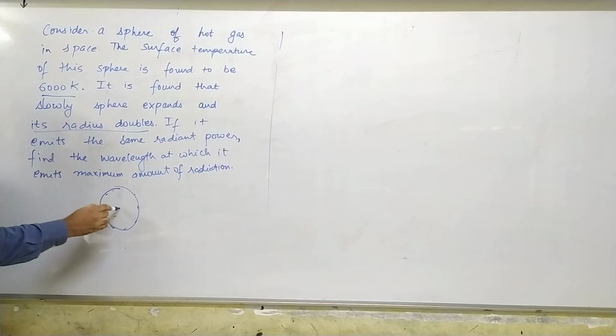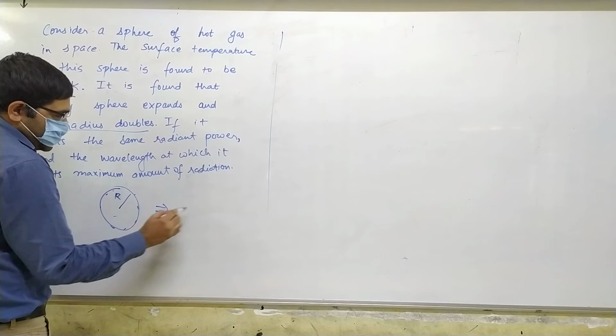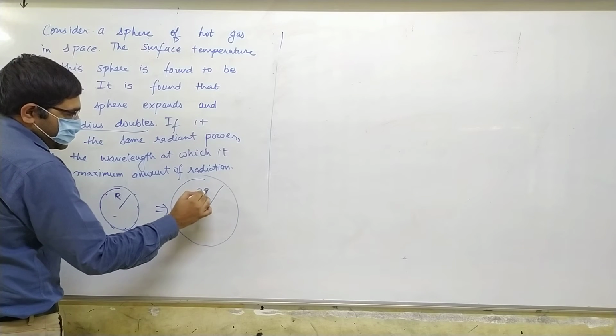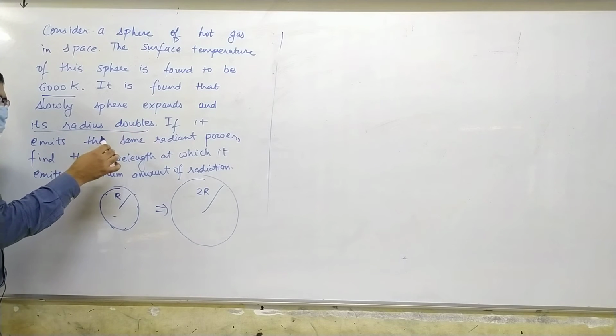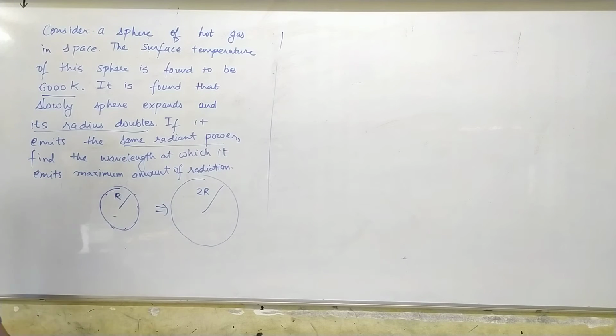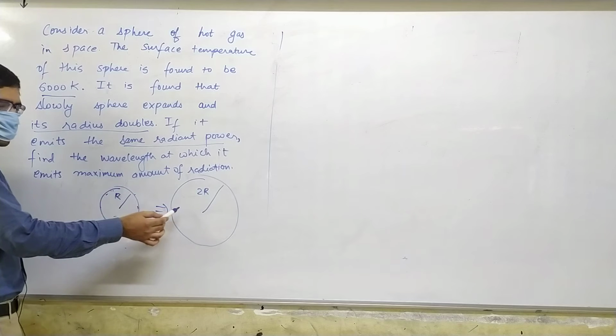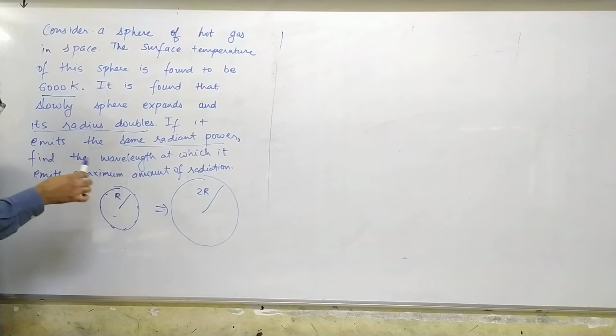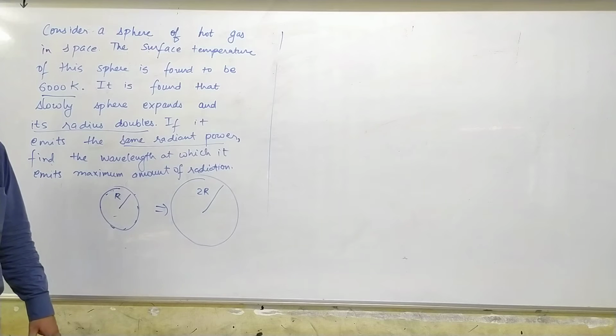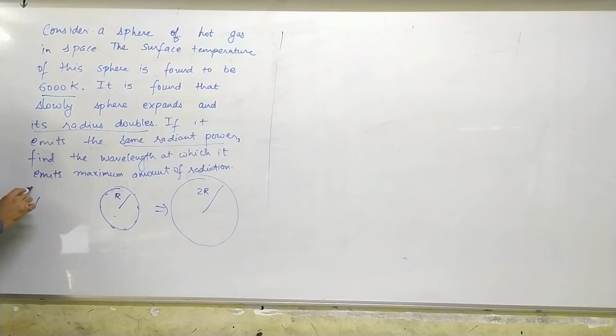So this was initial, right? Let's say radius is capital R. Finally, it expands and now the radius has become double, that is 2R. Okay, so that's what is given. Now it is written further that the gas sphere emits the same radiant power, that is the power emitted in the initial situation and the power emitted in the final situation is equal. I repeat, power emitted in the initial and the final situation is equal. Then we have to find what is the wavelength at which it now emits the maximum amount of radiation. Okay, so finally we will have to find what is lambda m.